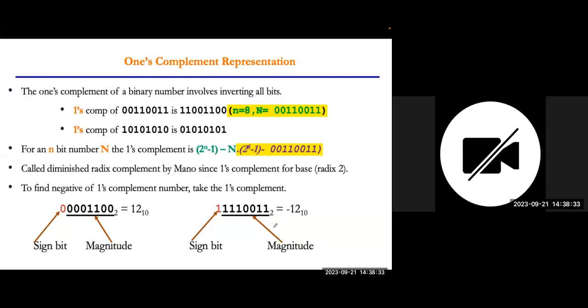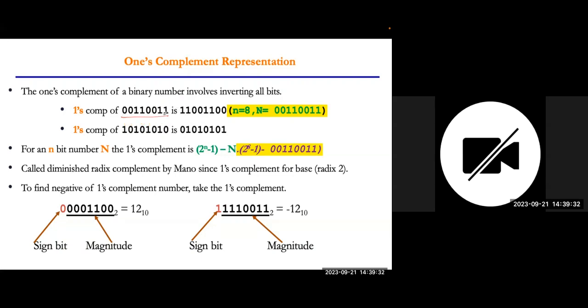The second one is ones complement. This is very important. The ones complement of any binary number involves inverting all the bits. Suppose the given binary number is 00110011. Then the ones complement of this number is where every bit is inverted into its opposite bit. Like 0 becomes 1, 0 becomes 1, 1 becomes 0, 1 becomes 0, 0 becomes 1, 0 becomes 1, 1 becomes 0, 1 becomes 0. So every bit is inverted, and that gives the ones complement.